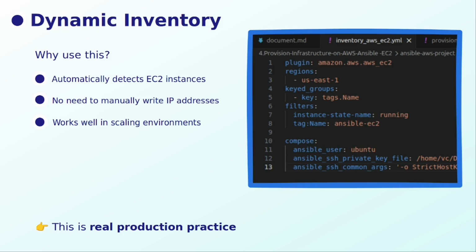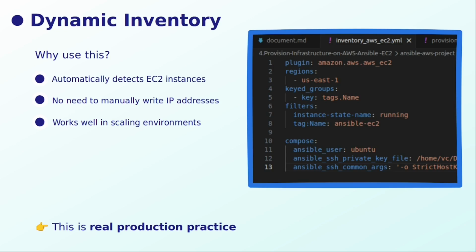Dynamic inventory. Traditionally, Ansible uses a static inventory file where you manually define server IPs. But in cloud environments, servers are dynamic. They can be created and destroyed at any time. This is where dynamic inventory comes in. Using the amazon.aws.ec2 plugin, Ansible can automatically discover EC2 instances. We define filters such as region and instance state. This means Ansible will only target active servers.